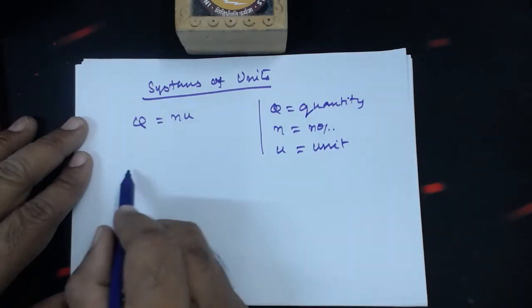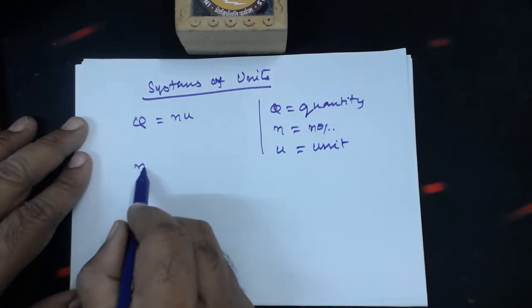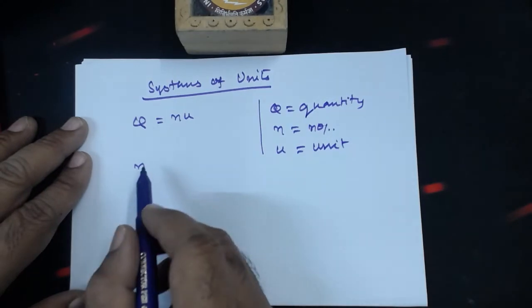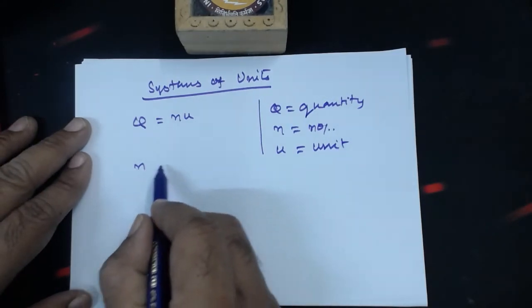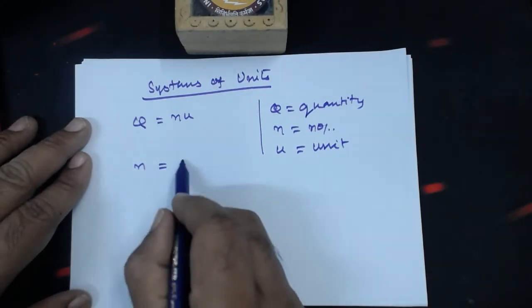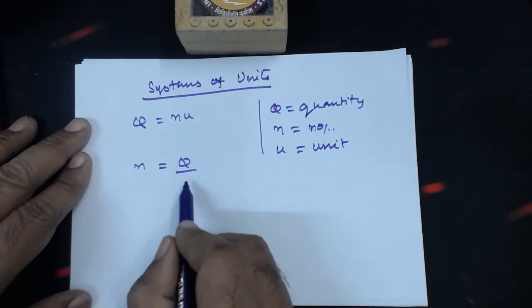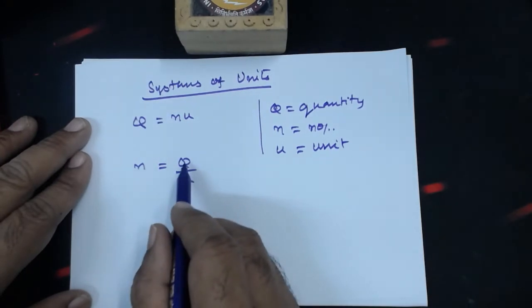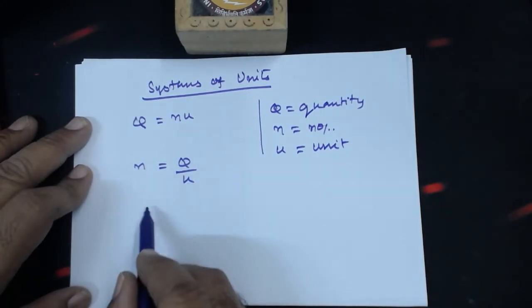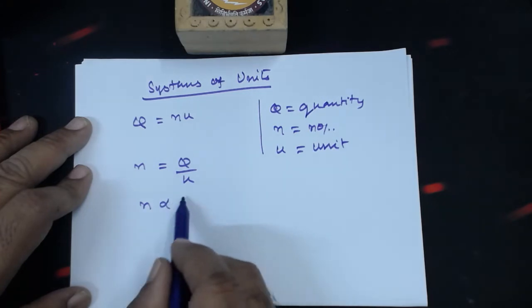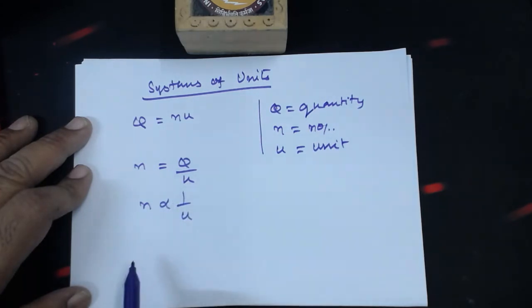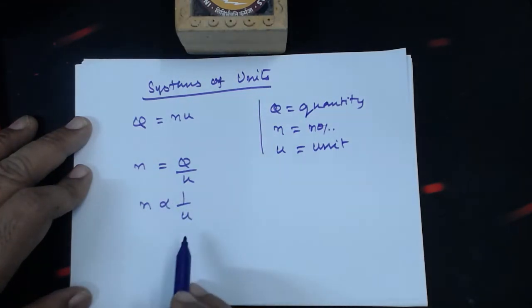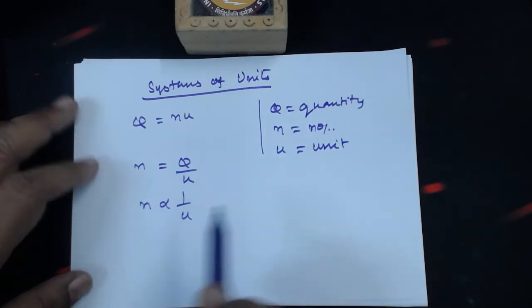So this number N, that is a numerical value, is equal to Q divided by U. When Q is constant, N is proportional to 1 by U, that is, inversely proportional to U when Q is constant.